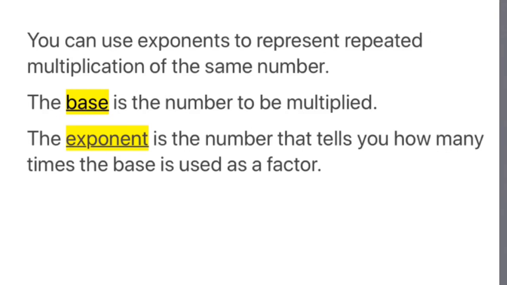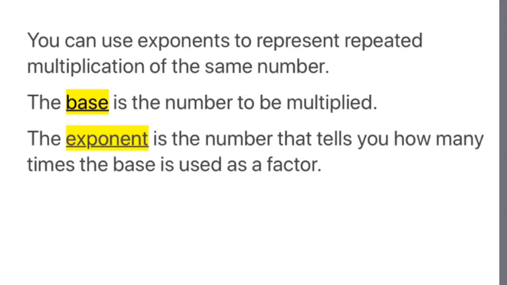Remember, repeated addition is multiplication. So if you have 3 plus 3 plus 3, you have multiplication. But if you have 3 times 3 times 3, you have exponents. So repeated addition is multiplication. Repeated multiplication is exponents. When you have exponents, you have two parts to an exponent.